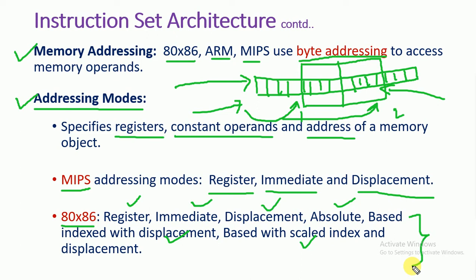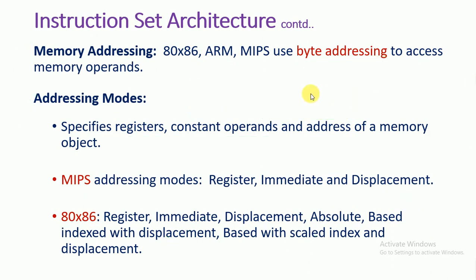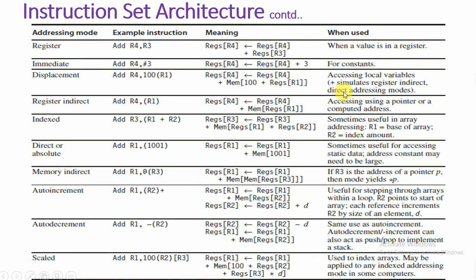In the next slide we will look at some of the examples. So you will see what these additional modes, based indexed with displacement, based with scaled index and displacement, etc., are. We will not look into this in detail. We will just look at sample instructions used with some of these processors in the next slide. We will look at each addressing mode and see some examples.